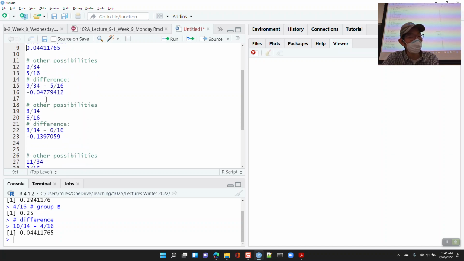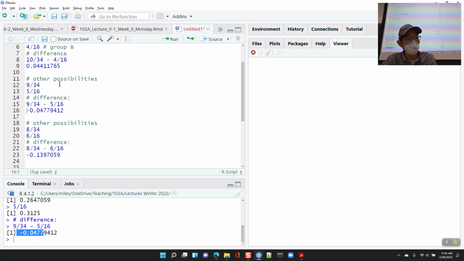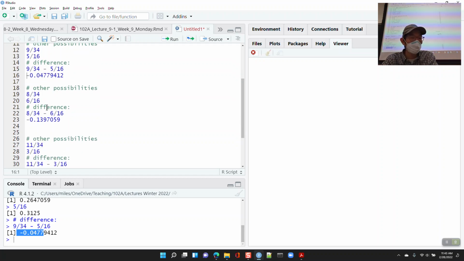Another possibility is I could have gotten 9 versus 5. We have 14 people total, so I could put 9 in group A and 5 in group B. 9 out of 34 is this proportion, 5 out of 16 is this proportion. The difference between 9 out of 34 and 5 out of 16 is negative 0.0477, which is actually a bigger difference than 0.044 as far as absolute values go.